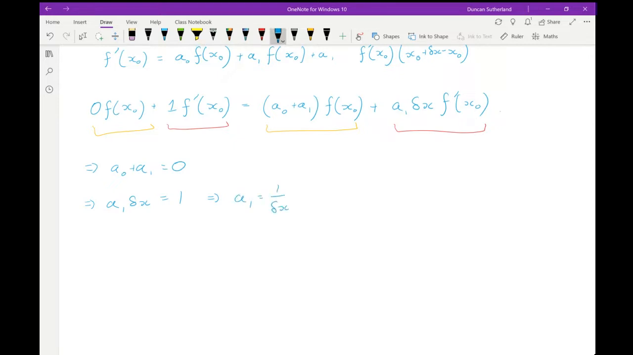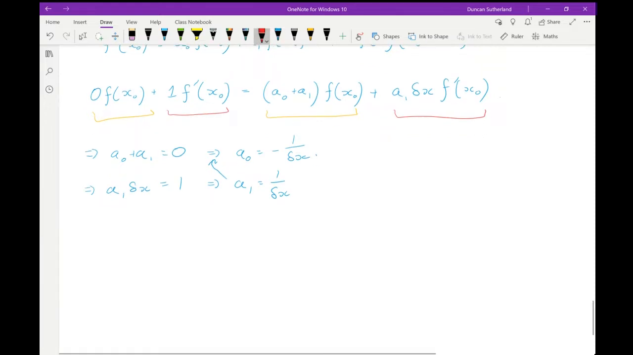A1 equals 1 on delta x. This one is a0 equals minus 1 on delta x by back substitution, right? We know a1, so now we can find a0. I'll just draw a little arrow so you can see the order in which these are calculated.